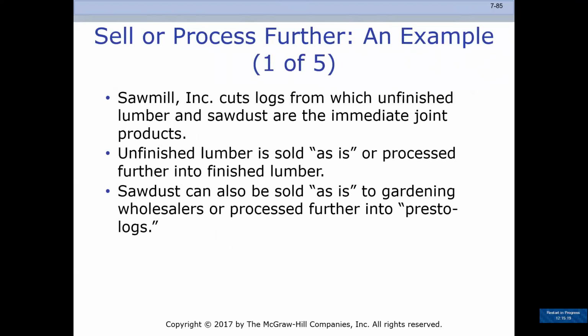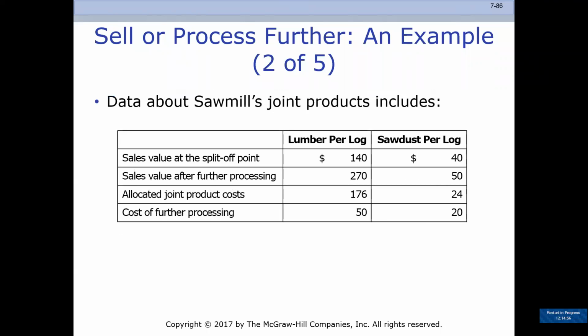Maybe another slide. Sawmill Inc. cuts logs from which unfinished lumber and sawdust are the immediate joint products. Unfinished lumber is sold as is or processed further into finished lumber. Sawdust can also be sold as is to gardening wholesalers or processed further into Presto logs. So here we have the two products, lumber per log. The sales at the split-off, they can sell that for $140. Sales after processing further, if they invest some money and process that further, instead of getting $140, they can get $270. That's an extra $130.